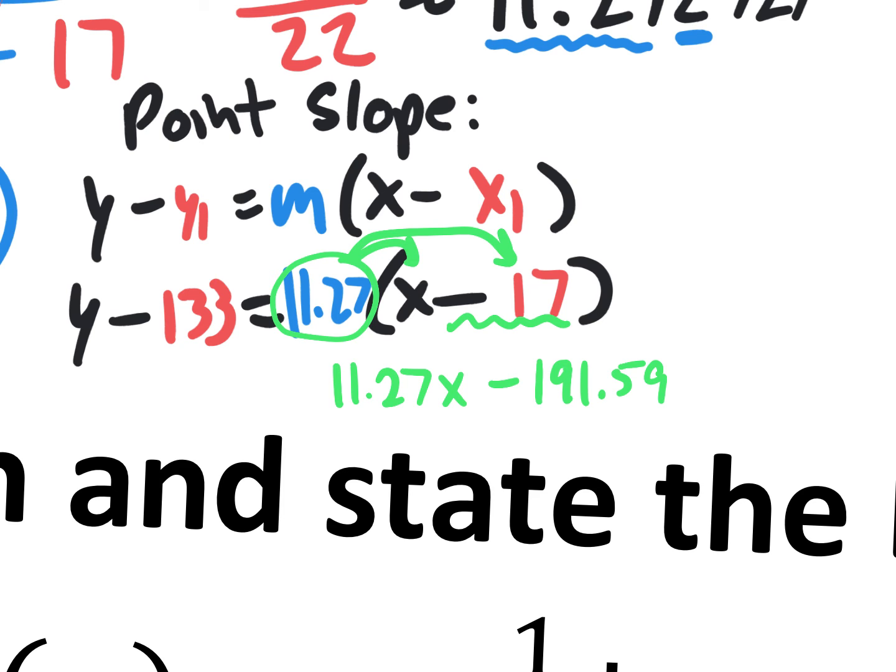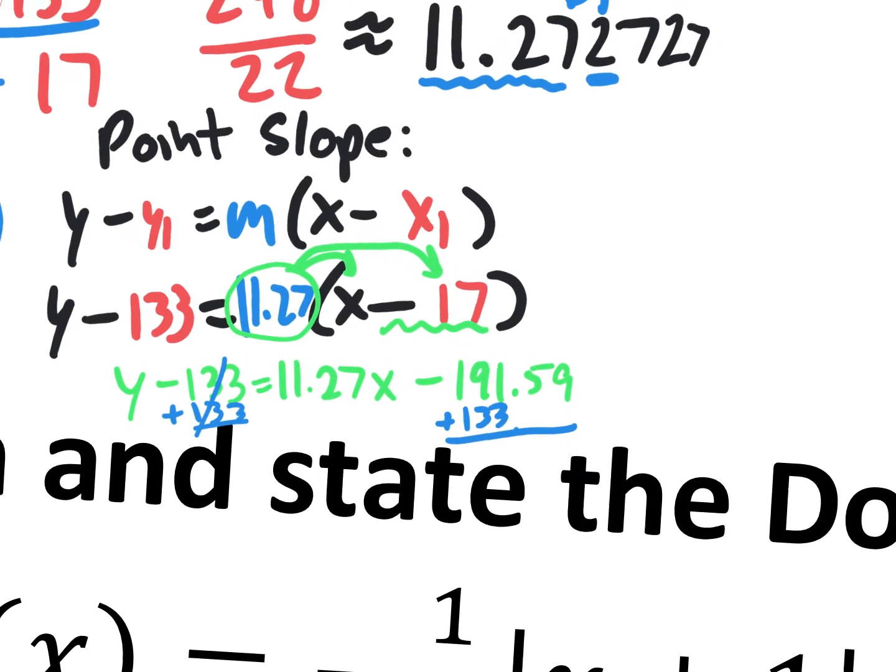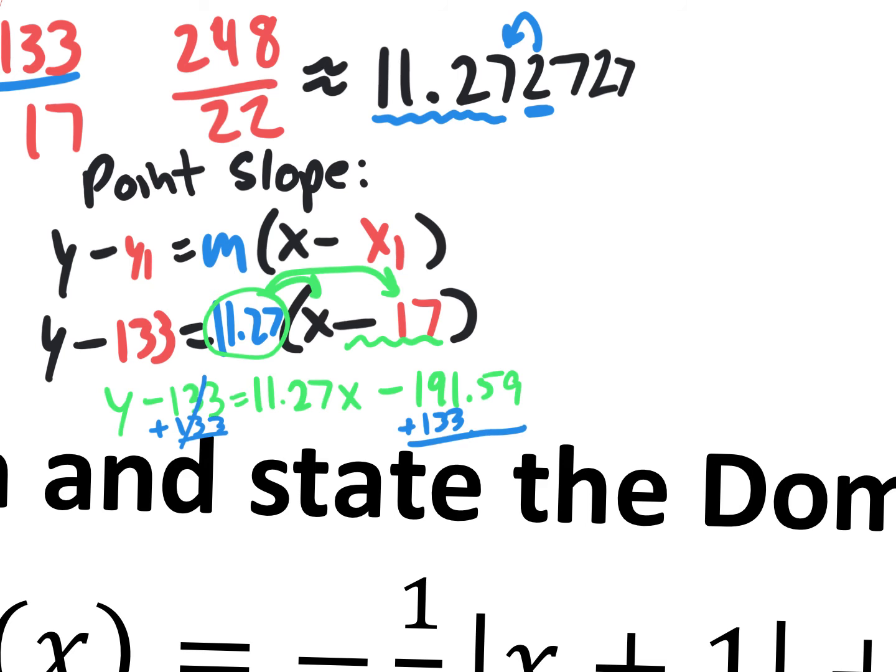So we still have the y minus 133 in front. So we need to get rid of that minus 133 by adding 133. And what you do to one side, you do to the other side, add 133. So last thing to ask on a calculator, what is 133 take away 191.59? Or you could do negative 191.59 plus 133. And that will give us our final prediction equation.